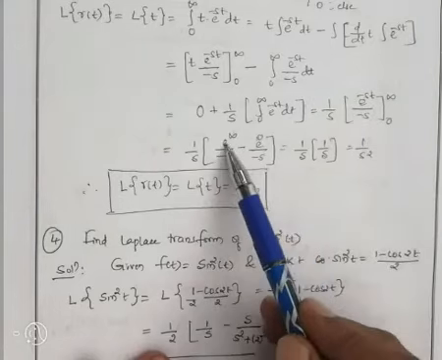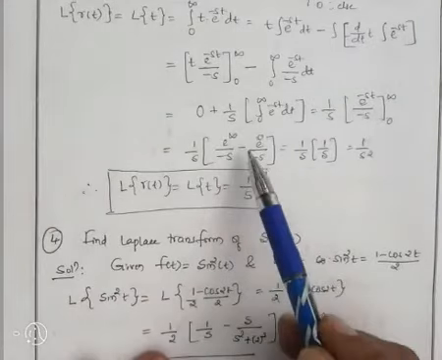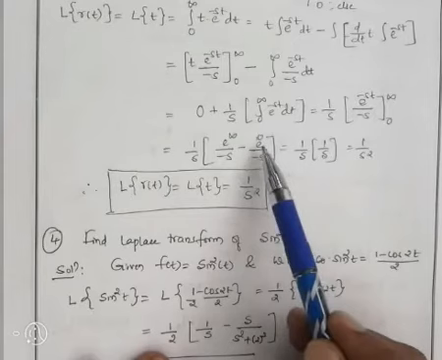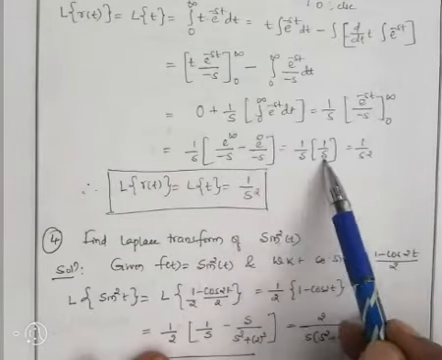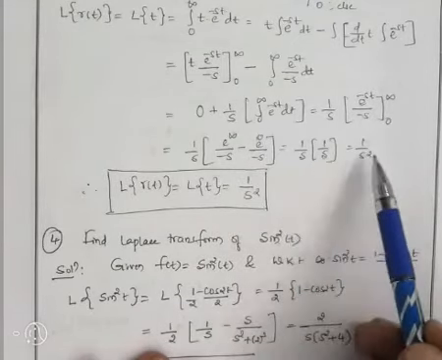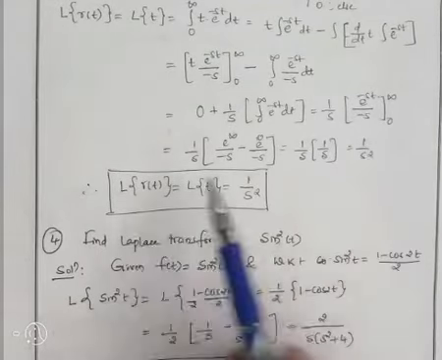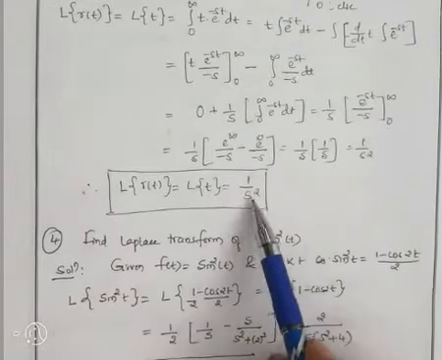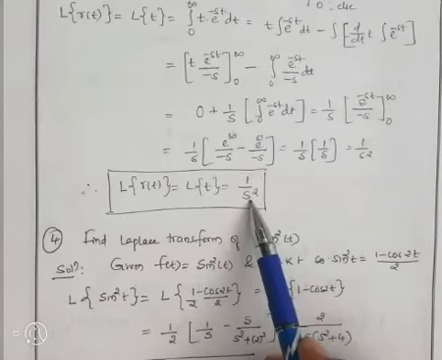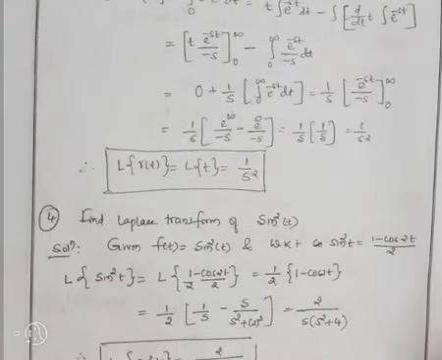So e to the power minus infinity becomes 0. Then minus into minus becomes plus. E to the power 0 is 1, so 1 by s. Hence 1 by s multiplied by 1 by s is 1 by s square. Laplace transform of the ramp function is 1 by s square. Is it clear? Okay, next one.